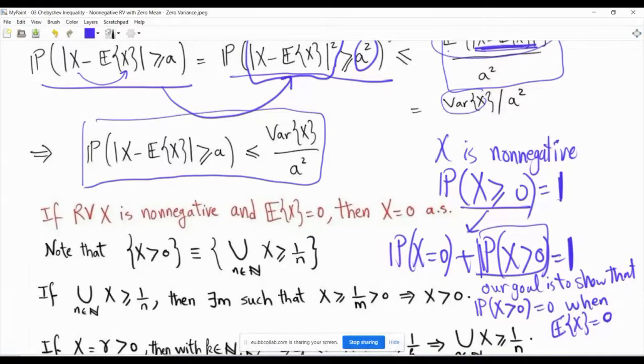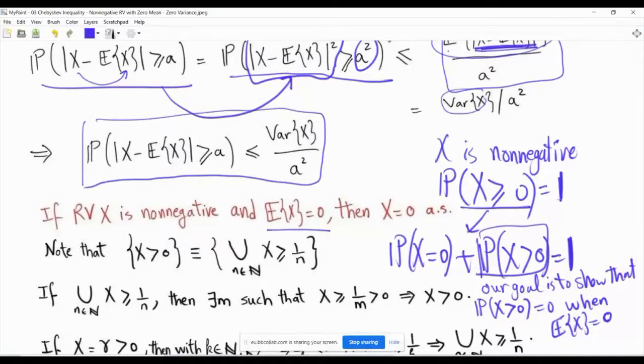So we want to show that if a random variable x is non-negative and its first moment is equal to 0, then x is equal to 0 almost surely. Well, x is non-negative, so it is greater than or equal to 0 with probability 1, so it may be 0 or strictly positive. To say that it is equal to 0 with probability 1 means that the probability that x is strictly positive is 0. So we now need to show that the probability that x is greater than 0 is equal to 0 when the first moment is equal to 0.